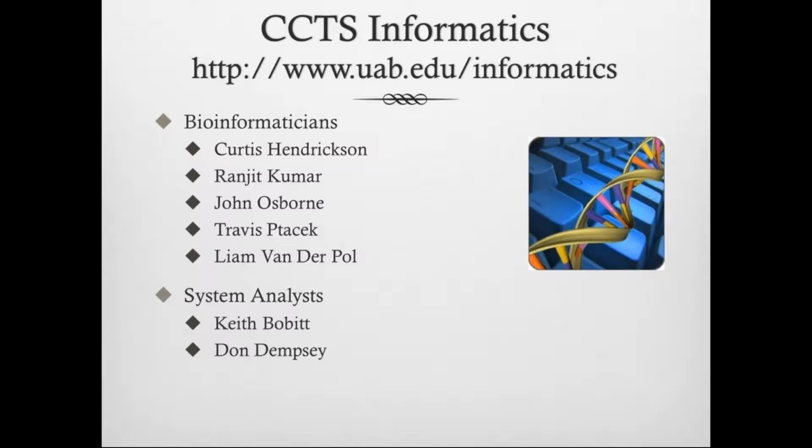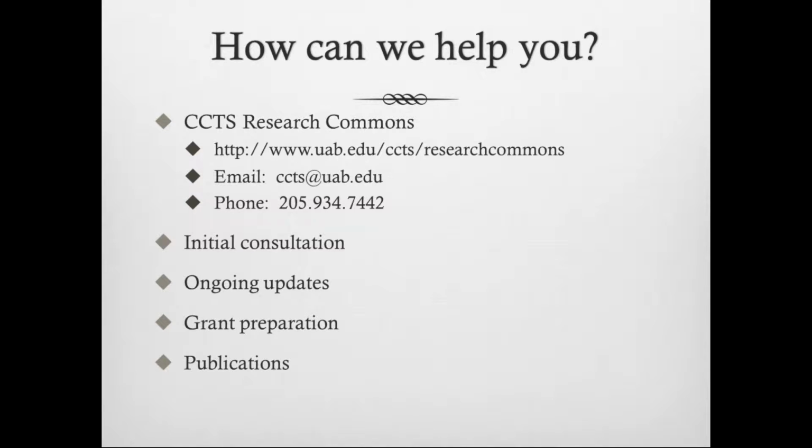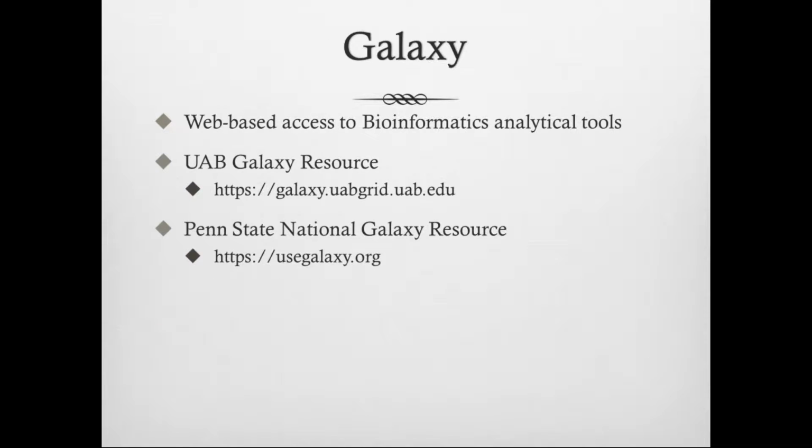So at UAB, as I said, we have the CCTS that provides informatics services. I also am director of the bioinformatics services for the AIDS Center. The Heflin Center for Genetics and the School of Public Health, Section on Statistical Genetics, both provide bioinformatics services that are available. And then we work closely with the group in UAB IT that provides the high-performance computing infrastructure that's needed to analyze all this data.